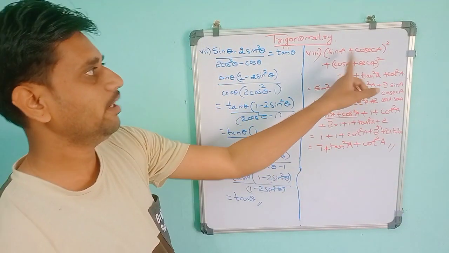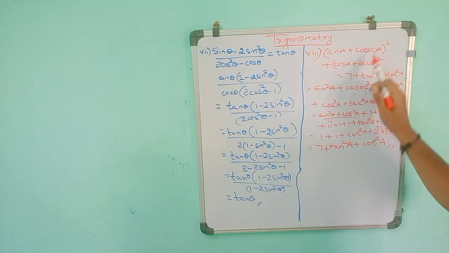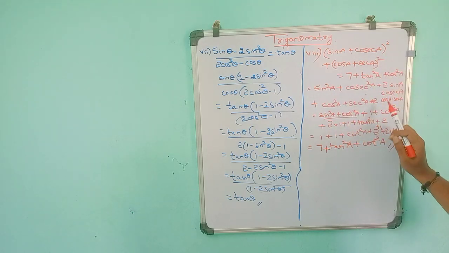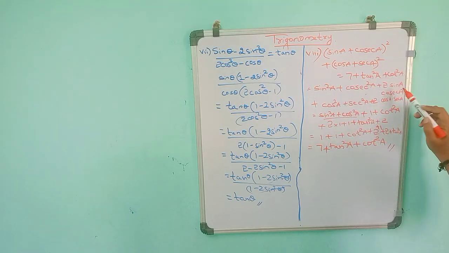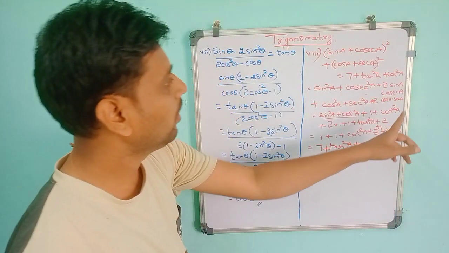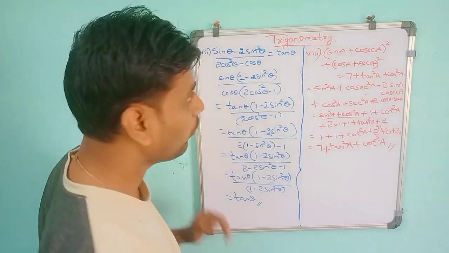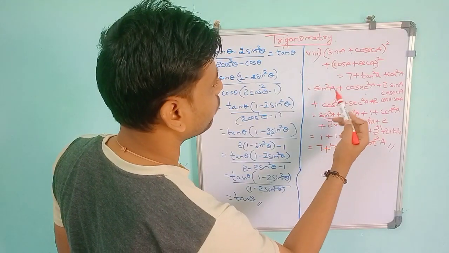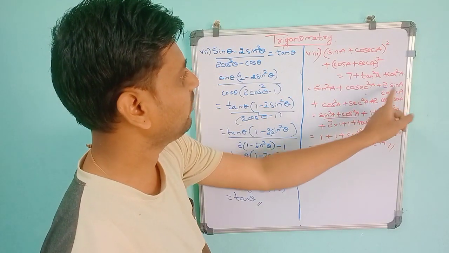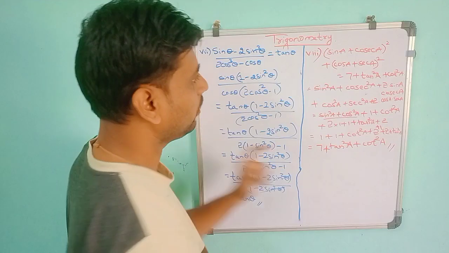How? sin A plus cosec A, the whole square is there. So I will take this as sin square A plus cosec square A plus 2 sin A into cosec A. As you know, the reverse of a trigonometric ratio will always have the value 1. So sin into cosec A is 1 and cos into sec is 1. Like that tan A into cot A is also 1. So first step, sin square A plus cosec square A plus 2 sin A cosec A, then cos square A plus sec square A plus 2 into cos A into sec A.